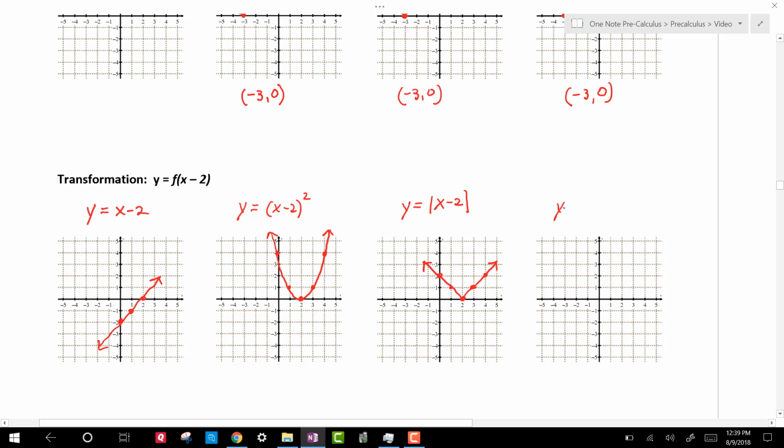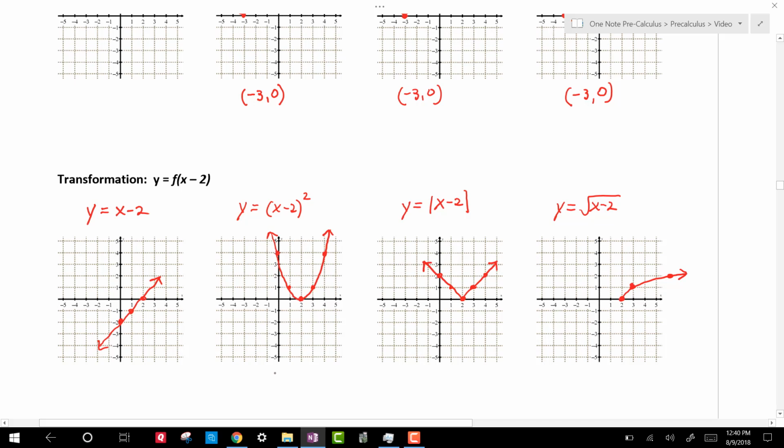And my last one, y equals the square root of x minus 2. This is going to move my initial point to (2, 0). It's going to move my second point to (3, 1). And my next point's actually going to go off the graph a little bit, but that's okay. We'll go off the graph today.